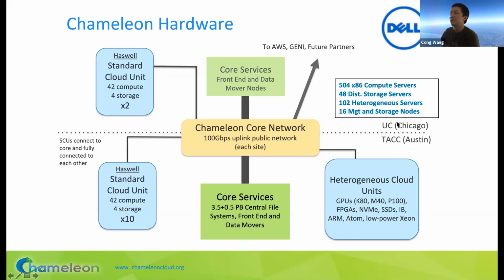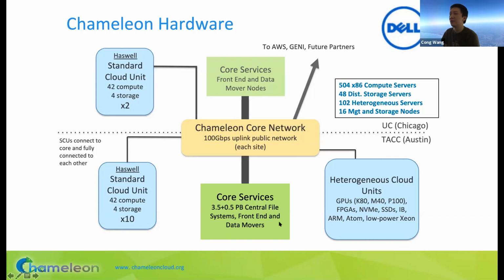The 2 sites are interconnected via the Chameleon core network, that's the 100 gigabits per second public network. The UC site has 2 racks of Haswell nodes, where each rack has 42 compute nodes and 4 storage nodes. And the TACC site has more Haswell nodes, where each rack will be the same, but it has 10 racks.